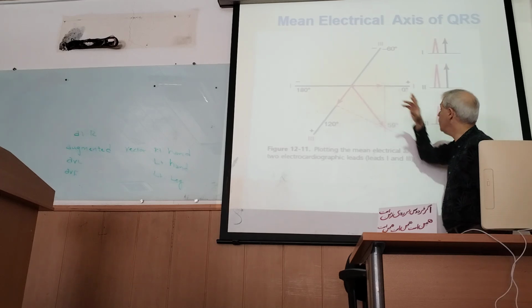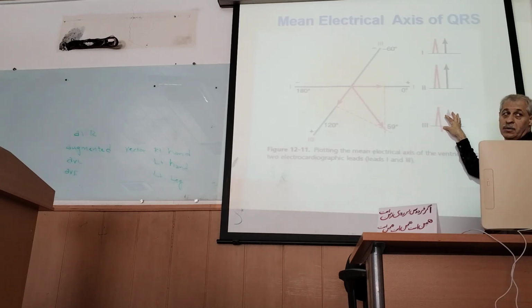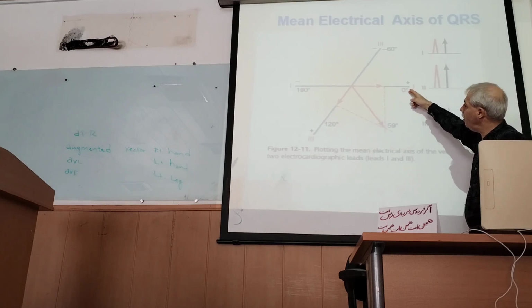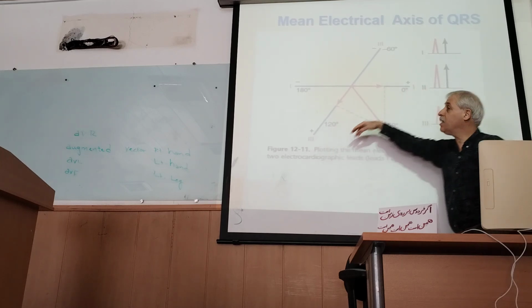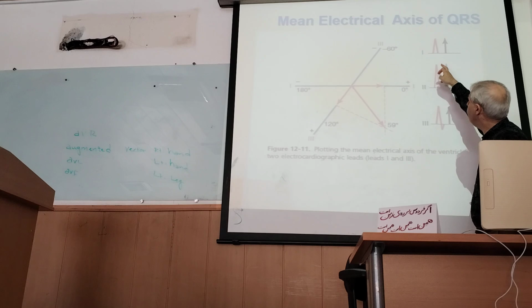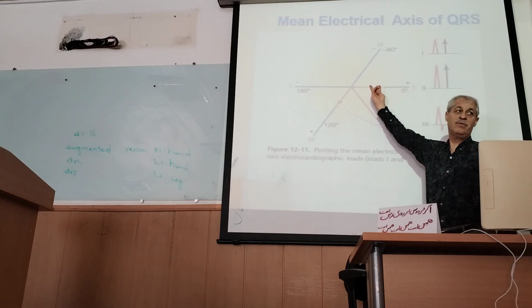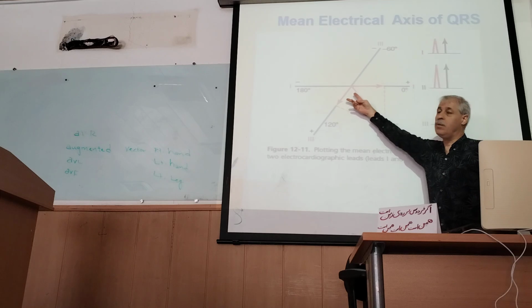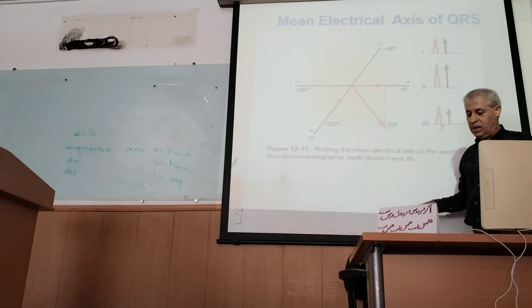Again, it is positive. In limb lead 3, positive. Now here we have limb lead 1 and limb lead 3. Take a look at limb lead 1. In limb lead 1 we have this positive amount. In limb lead 3, between limb lead 1 and limb lead 3.